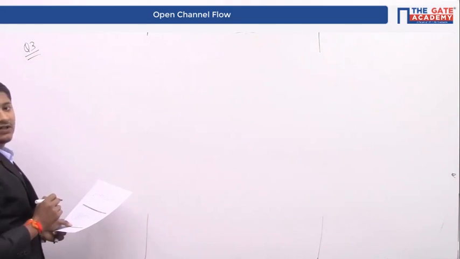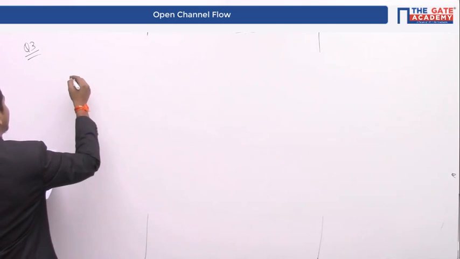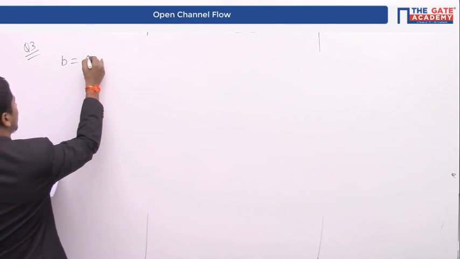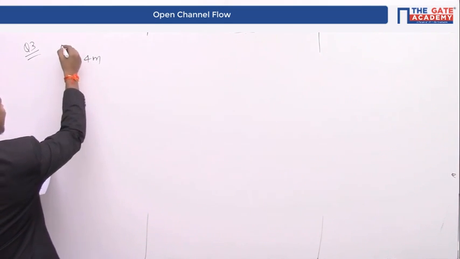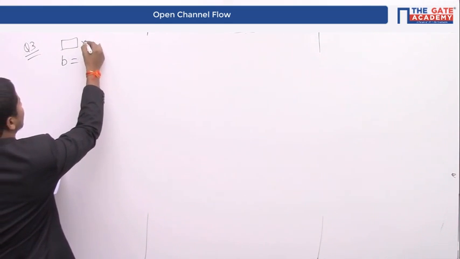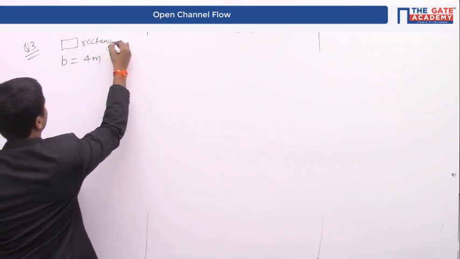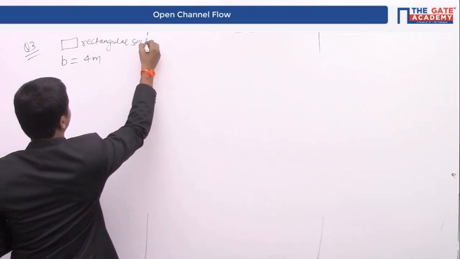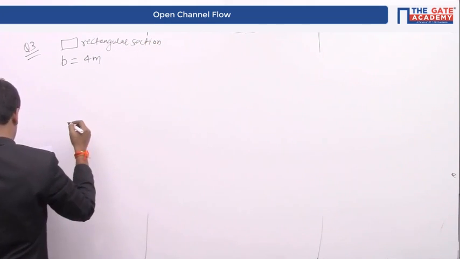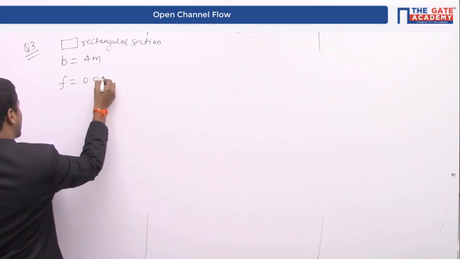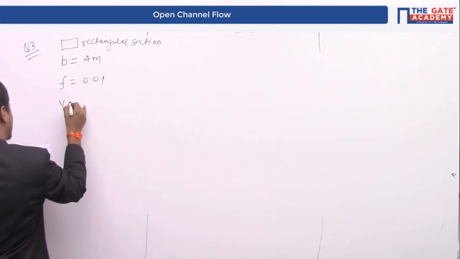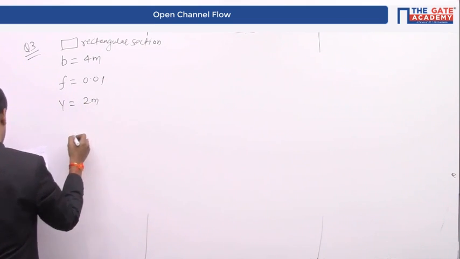So question number 3 we are discussing. What are the things given? B equal to 4 meter. It's a rectangular section. Darcy-Weisbach factor, that is F, is given as 0.01. Depth, that is Y, I am taking, that is 2 meter.